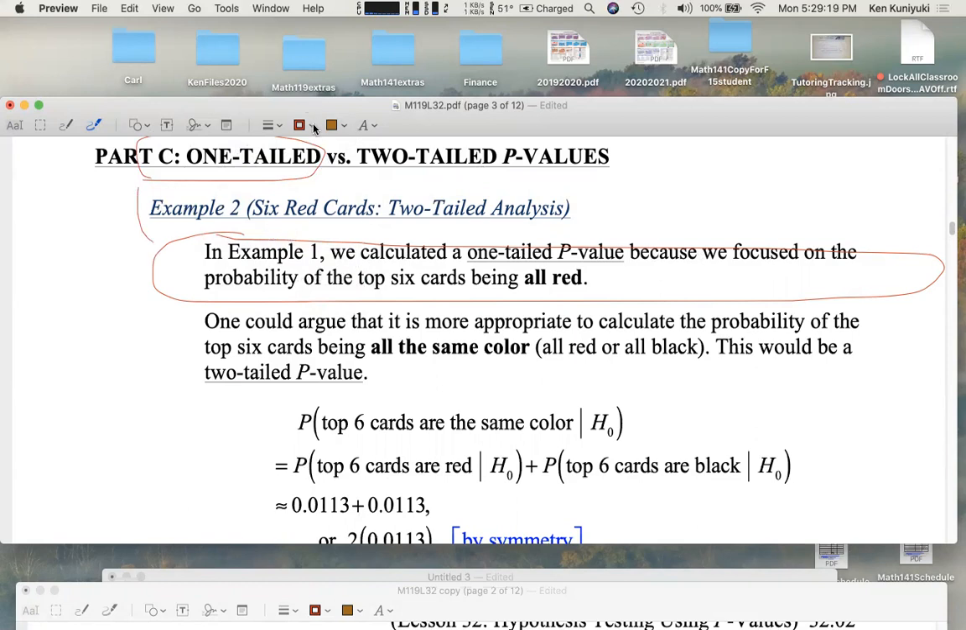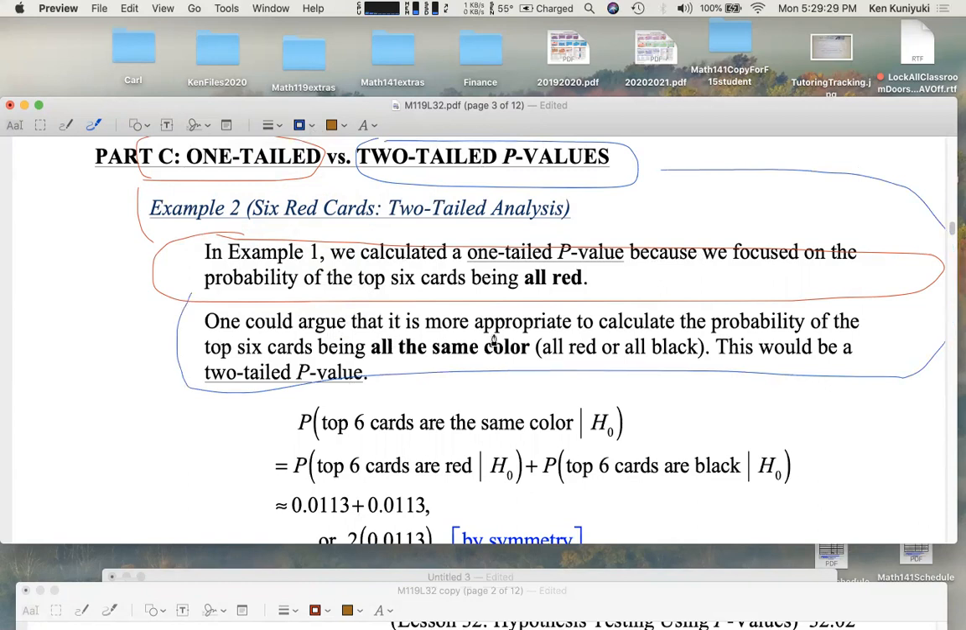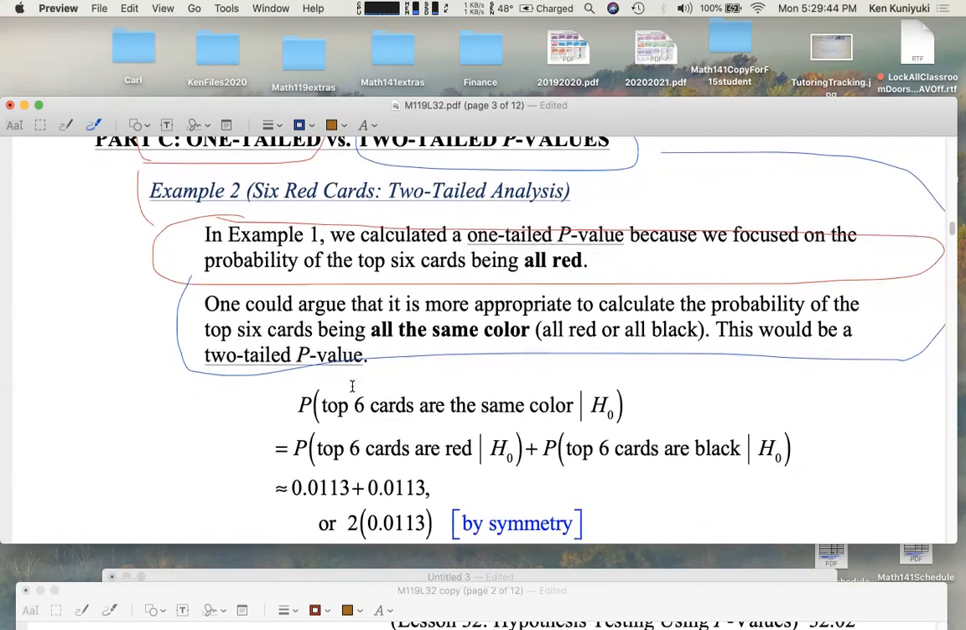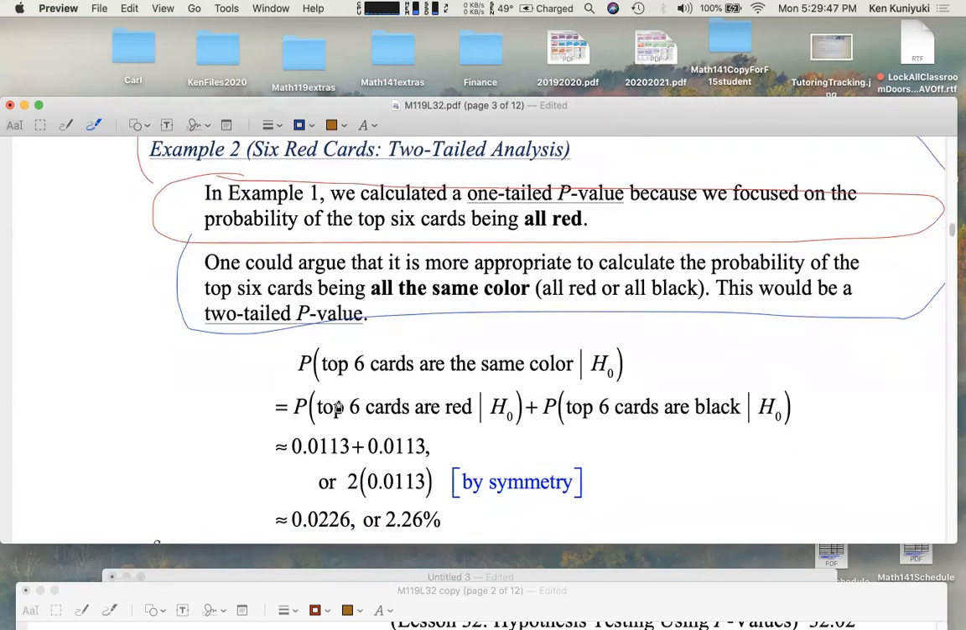Now, in example 2, we're going to do a two-tailed analysis, where we consider the following. One could argue that it is more appropriate to calculate the probability of the top six cards being all the same color, whether they're all red or all black. And we're using ideas of symmetry. And this would be a two-tailed p-value. So here, we're looking at the probability that the top six cards are the same color, given that the deck of cards was truly random. That's still our same null hypothesis.